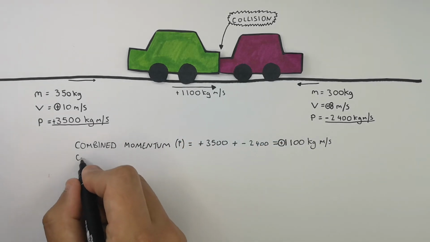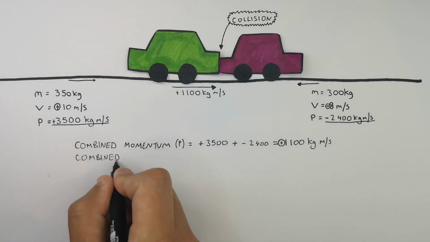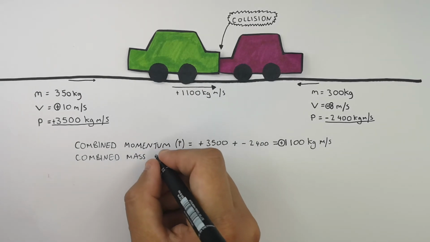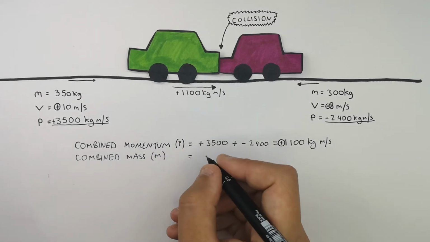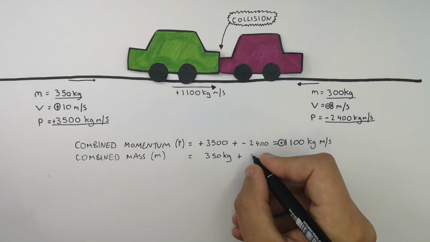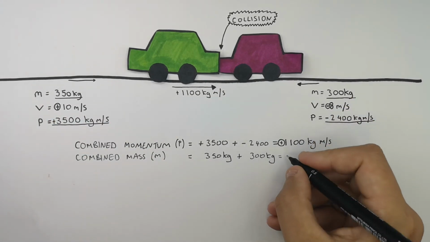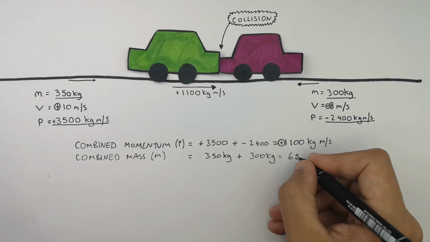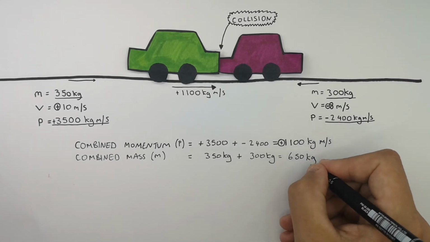So because we want to work out the combined velocity of both the cars after the collision, we must work out the combined mass. So that's going to be 350 kilograms of the green car plus 300 kilograms of the purple car. That gives you a combined mass of 650 kilograms.